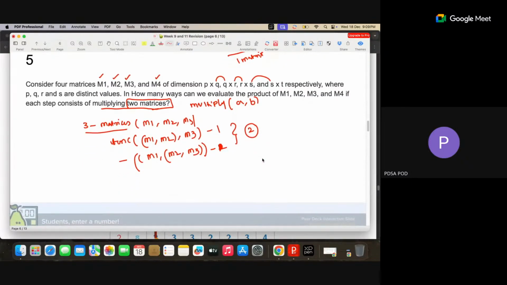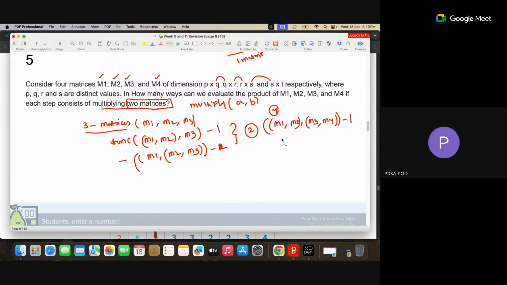Now let's take four matrices, M1, M2, M3, M4. How many different ways are there? Let's try the first way. It's a direct one. First we multiply these two, then these two, and then combine the results. So this is the first way.